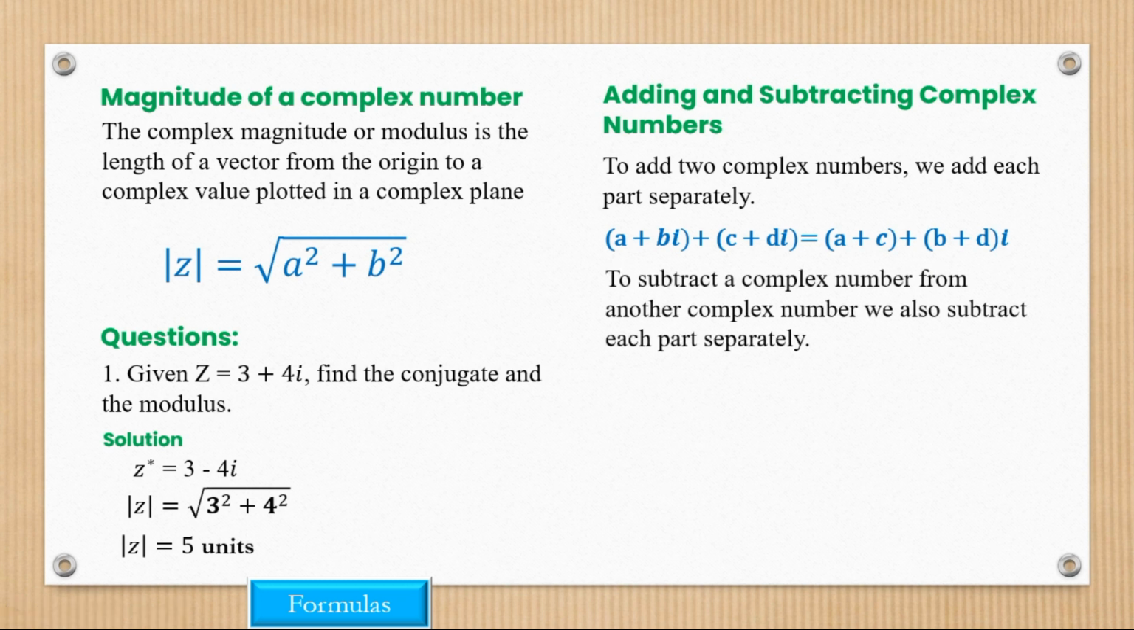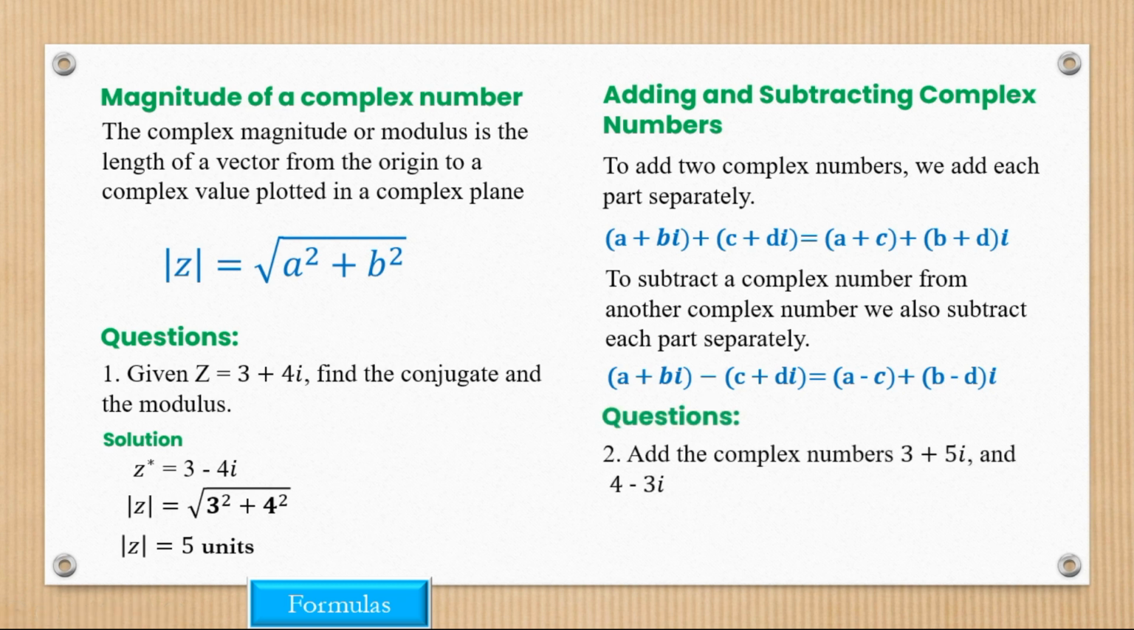So to subtract a complex number from another complex number, we also subtract each part separately. So this is almost similar, but as you can see, the real parts work together and the imaginary parts work together. So if you have this complex number subtracting this one, we end up with a minus c plus b minus d with the i outside, and that gives us the value of subtraction.